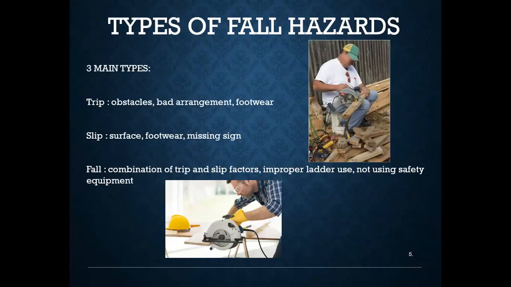So types of fall hazards. There are 3 main types of fall hazards. First one is trips. Trips can be if there's an obstacle in your way, or a bad arrangement of the floor, so if there's a lot of wiring around and you can trip over that, or if you don't have the proper footwear.